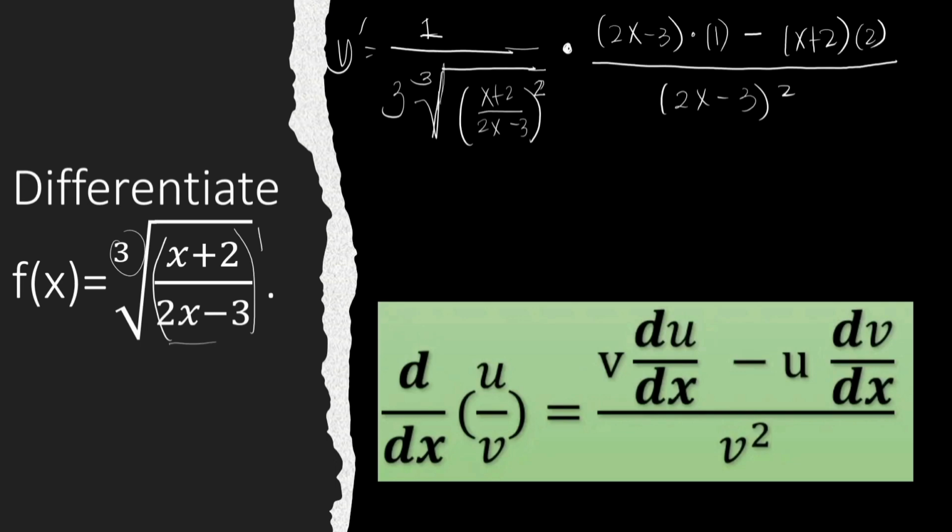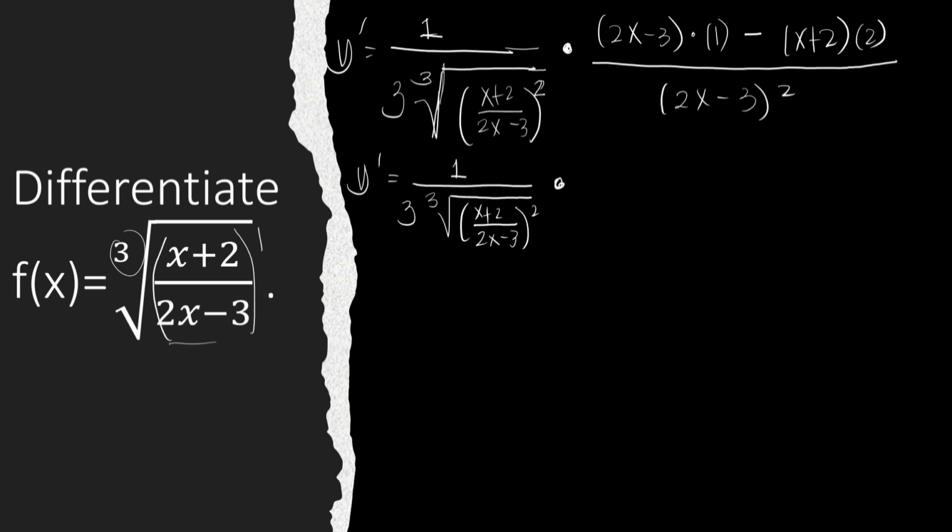Copy lang natin: 2x minus 3 minus x times 2 is 2x. Then 2 times 2 is 4, so negative 4, all over 2x minus 3 squared. And then let's simplify. The 2x cancels out, so burahin na natin yan, and negative 3 minus 4 is negative 7. Okay, so you can leave it like that.